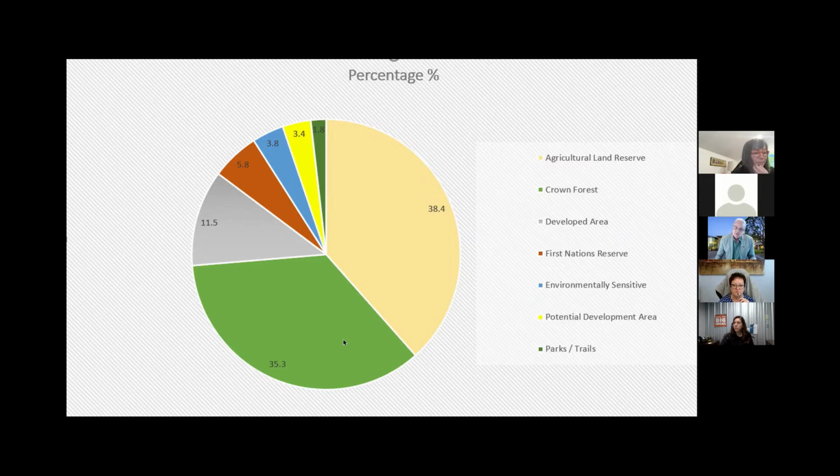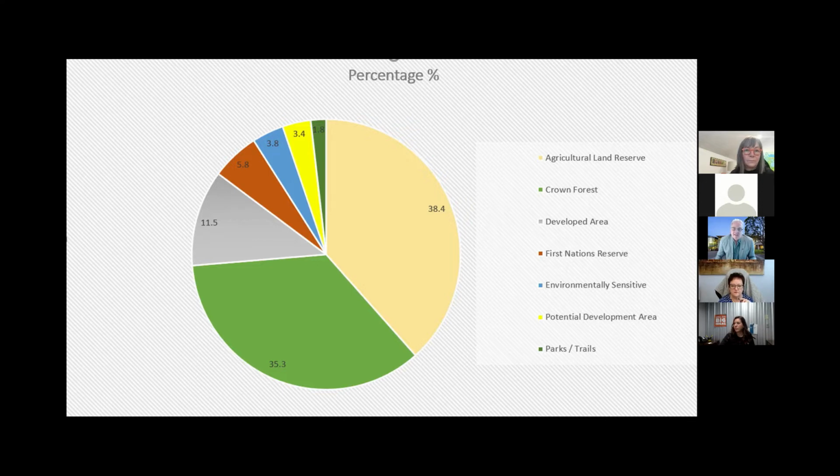In the upper right-hand side, with the cursors on there, just over on the cream color, agriculture. So we're talking about a land of just under 16,000 hectares available within the corporate boundaries. The agricultural land reserve accounts for 38% of that. Going clockwise from that, Crown forest, 35%. We have no access or really control over that.